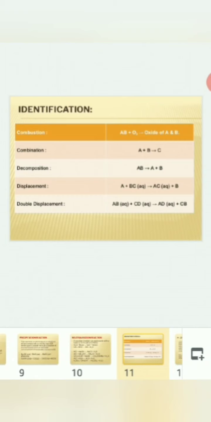Double displacement reaction, where AB plus CD gives you AD plus CB. So over here you can see B is being displaced by D. So then you get a product AD, and then C and B will combine to give you CB. So this becomes a double displacement reaction.